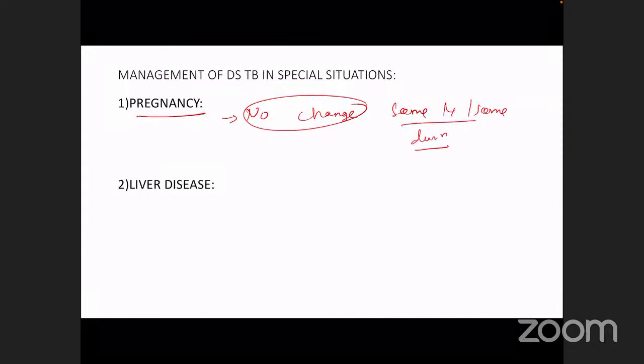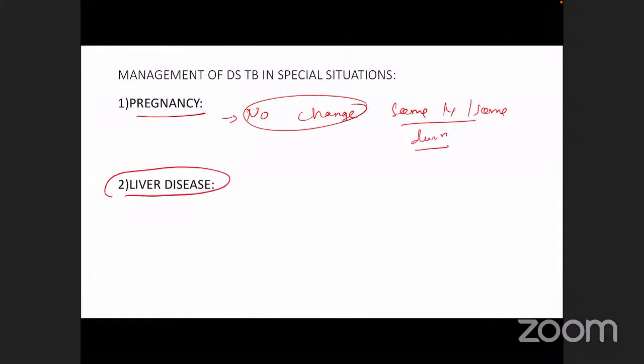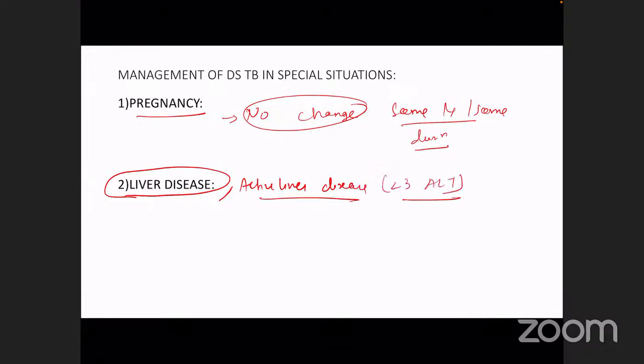Okay, no requirement of MTP, no modification required for pregnant as well as lactating patients. For liver disease, I can't discuss everything in detail currently, but in general, for any patient who is having active liver disease, if the ALT is less than 3 times upper limit of normal, you can consider starting the same drugs.